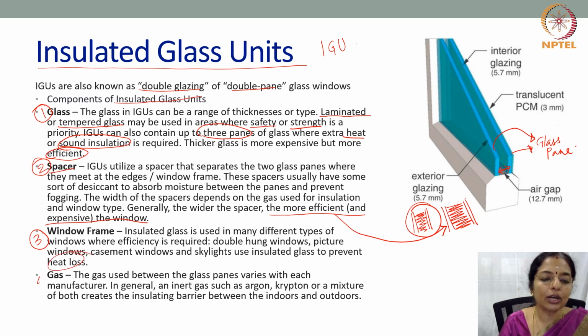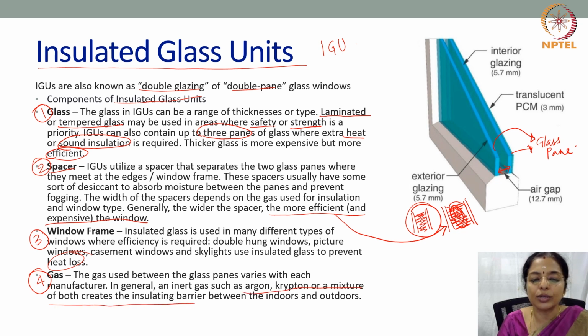The fourth component is a gas or something to fill in between. The gas used between the glass pane will vary with each manufacturer. In general, inert gas such as argon, krypton or a mixture of both creates the insulating barrier between indoors and outdoors. In our case, we are trying to look at translucent PCM as the filler or replacement for the gas.